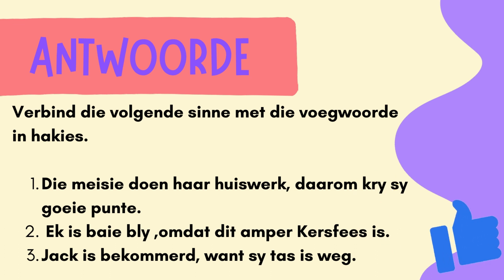Nommer 2, ek is baie bly omdat dit amper Kersfees is. Okay, so omdat was a group 3 conjunction, which means the verb in the second sentence is needed to move all the way to the back of the sentence. So I'm very happy because it's almost Christmas. Nommer 3, Jack is bekommerd want sy tas is weg. That was a nice easy one. Want is 'n groep 1 voegwoord, so daar's geen veranderinge nie. Want was a group 1 conjunction, so no changes happened in any of the sentences. I hope you got them all right.